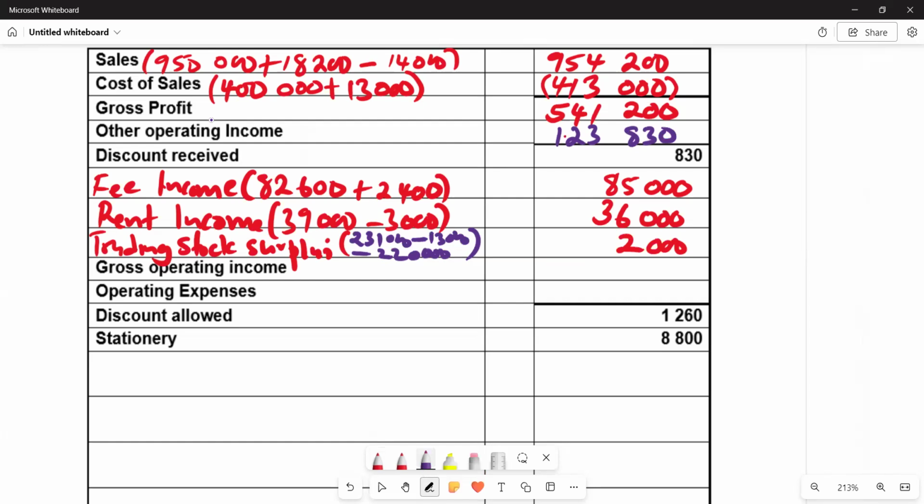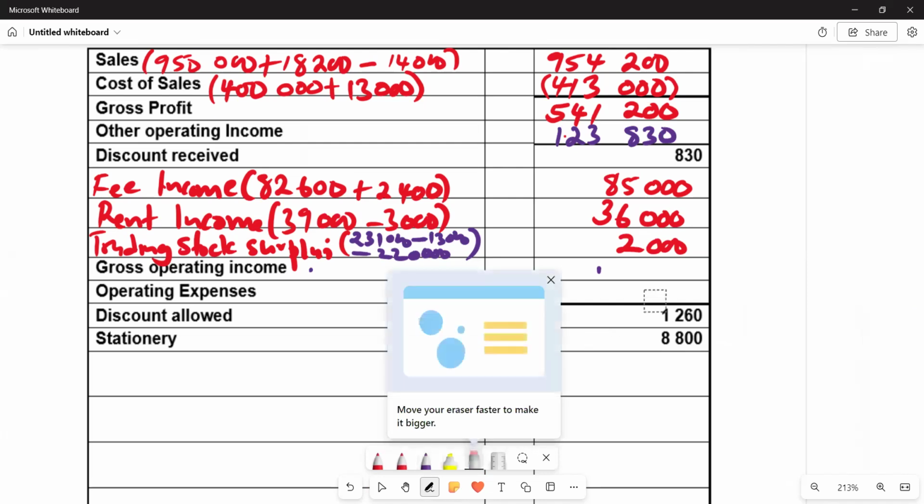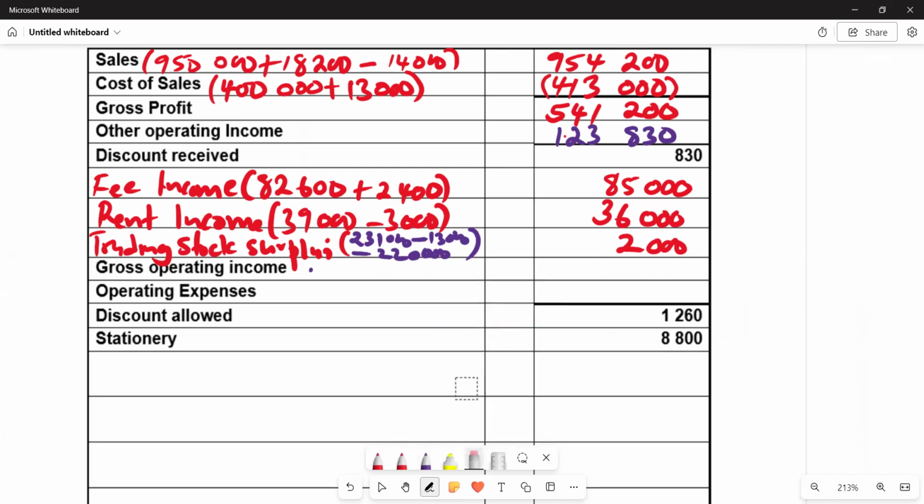Then we can now add the two, gross profit plus other operating income. You get now your gross operating income here, which is supposed to come here. Now we are saying 541,200 plus 123,830. And then you get your answer. Let's just see what we get there. If you add the two, you are supposed to get your gross operating income as 665,030.